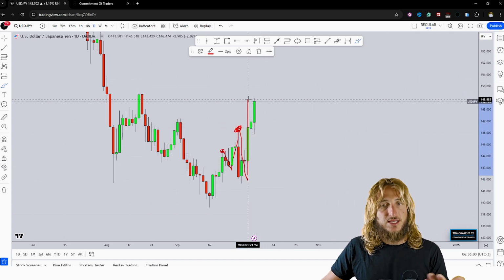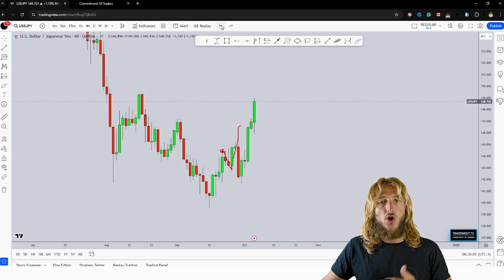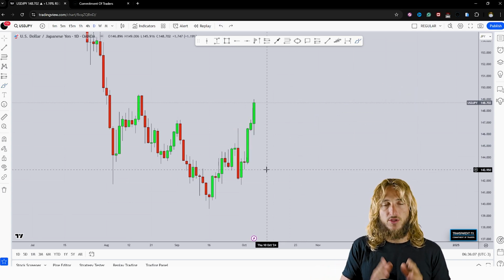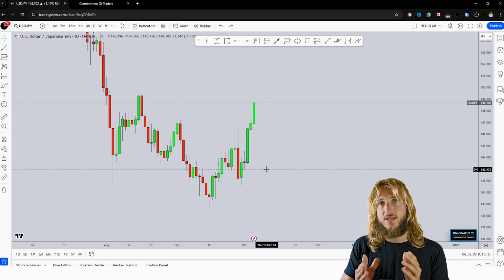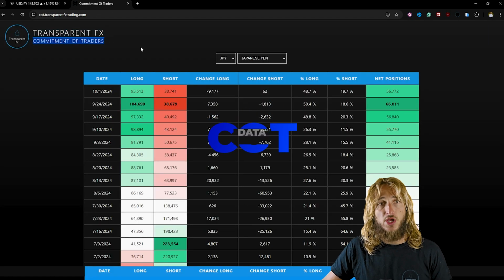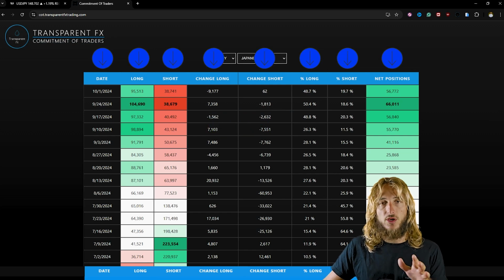But now that the market has created this massive push to the upside, what kind of structure do we currently have? Well, before we dig deeper into what we have here from a daily perspective, first, let's go and see what we have when it comes to the commitment of traders. So what the big players in the market are doing on the JPY.